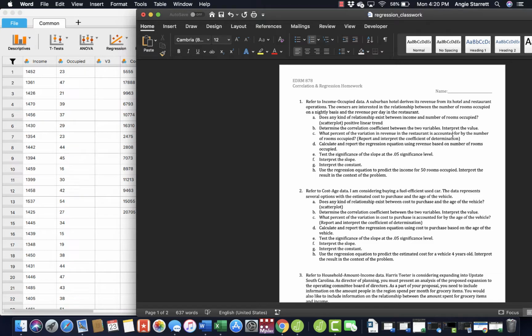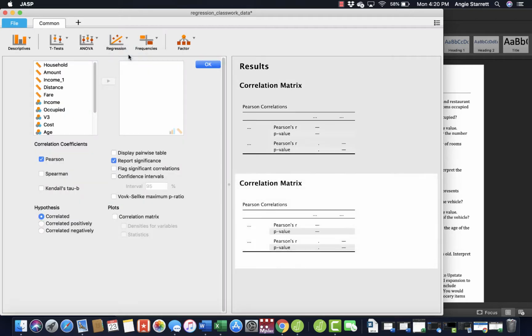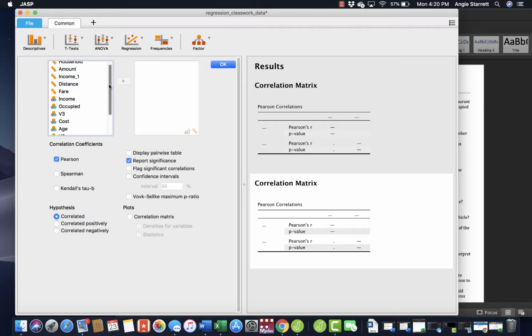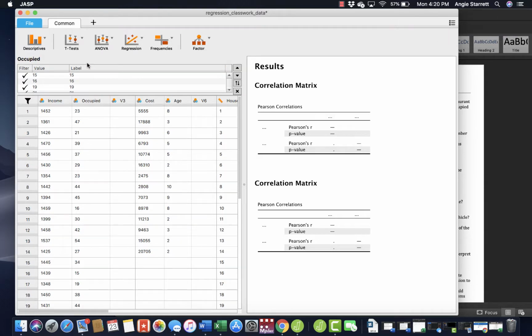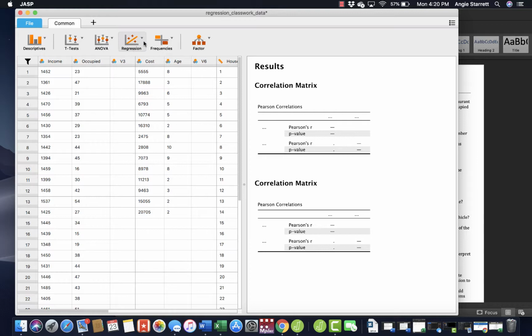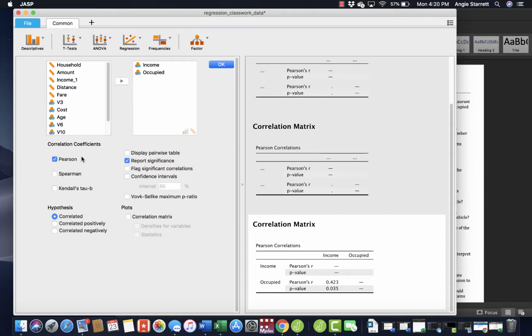All right, determine the correlation coefficient between the two variables. All right, so we want to go into correlation, and we're going to put in, why do I not see, let's... oh, there we go, sorry. Income, occupied. All right. And we just want to leave it checked on Pearson.